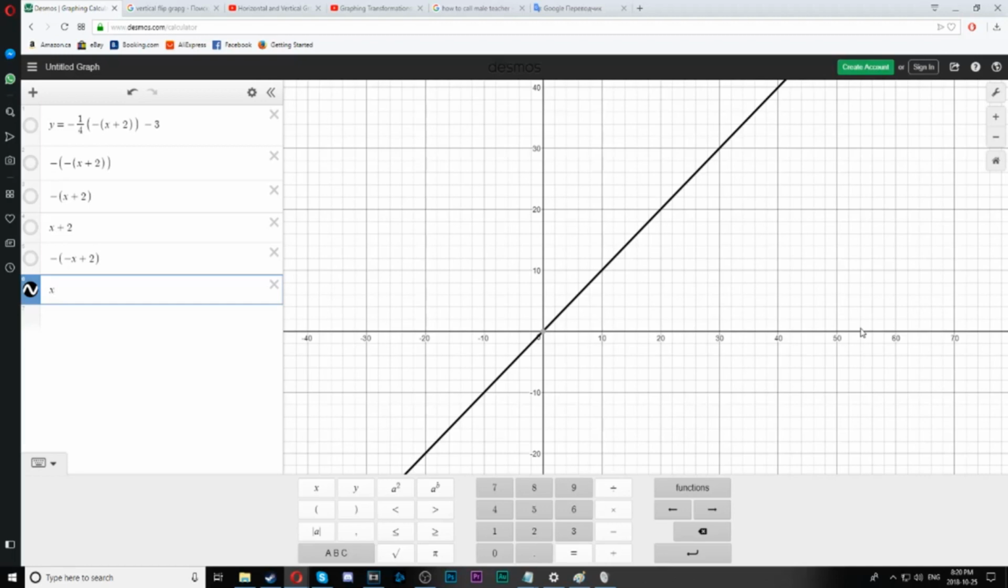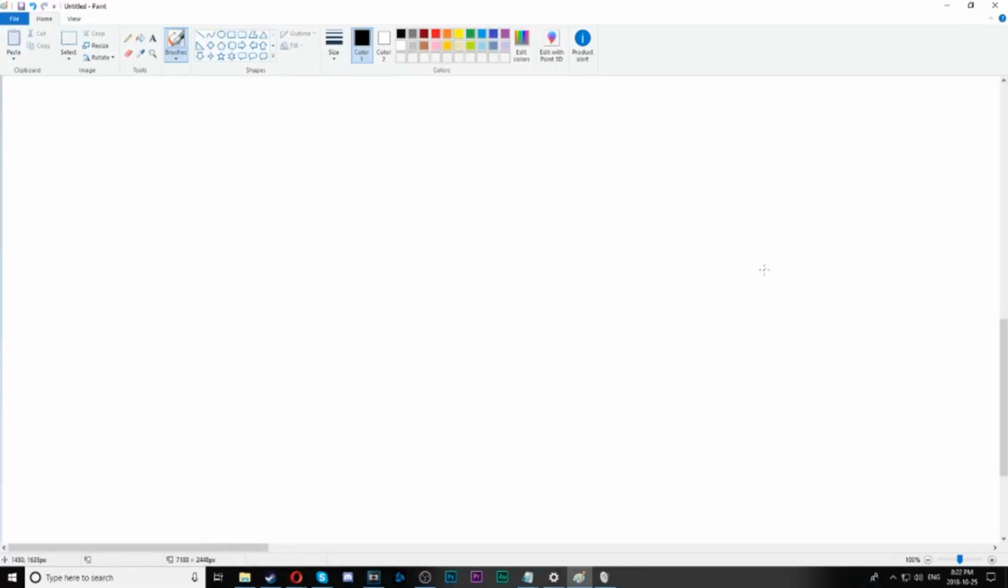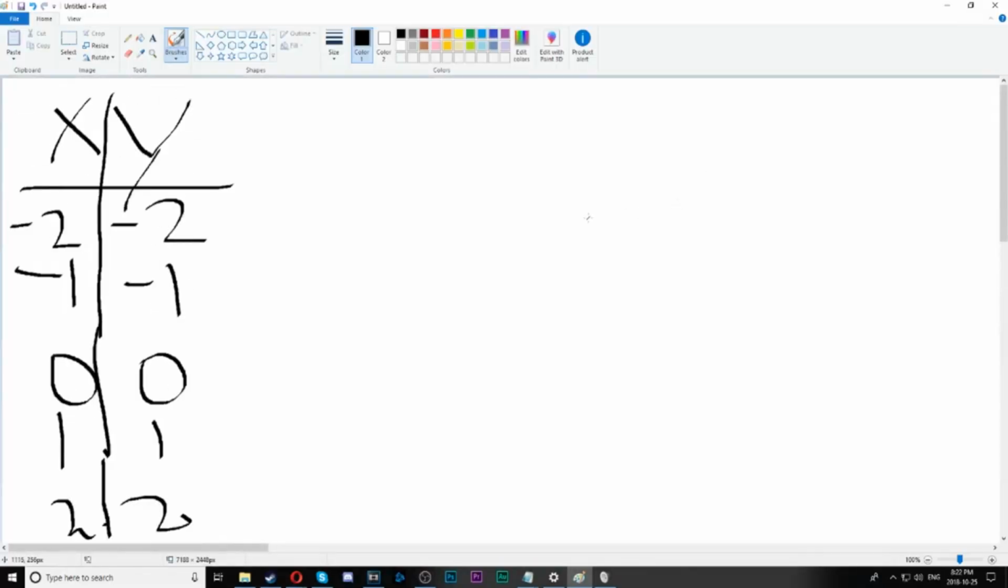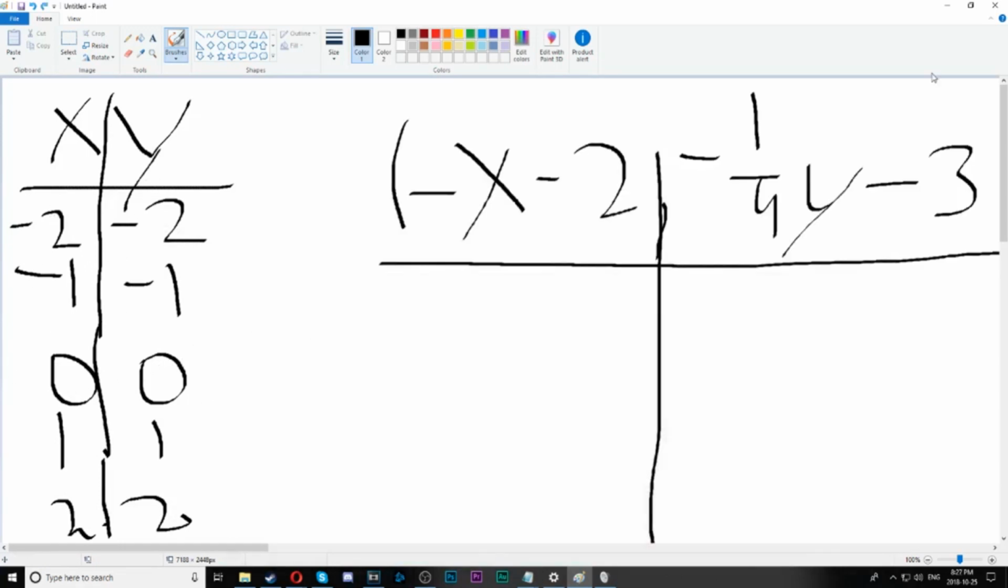So I don't know. So I'm just going to do an example as the base graph. I'm going to use just the line. To make it easier, I'm going to use a table of values. So this is my base graph values. Now I'm going to use the mapping. Basically, we just need to multiply by negative and then subtract 2. So -2 multiplied by negative equals 2, and then subtract 2 is going to be 0.